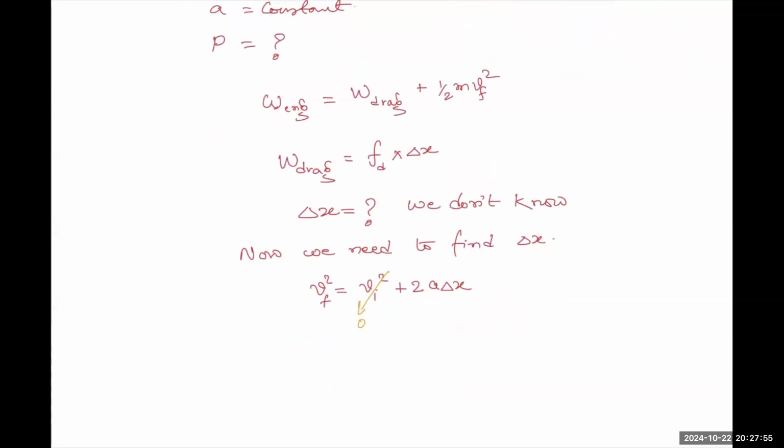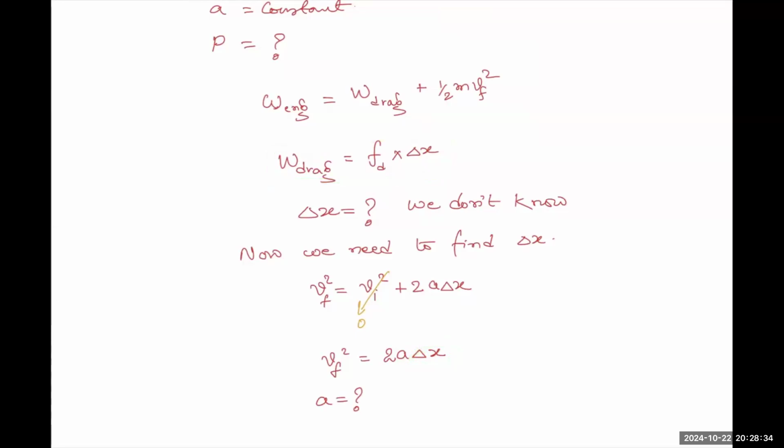So that means this expression is simply vf square equals 2a delta x, right? Because I know my final velocity, but I don't know my acceleration. Now my question is, what is my acceleration, right? If I know my acceleration, then I can calculate my delta x easily, right? If I calculate my delta x, then I can calculate my drag force. Make sense?